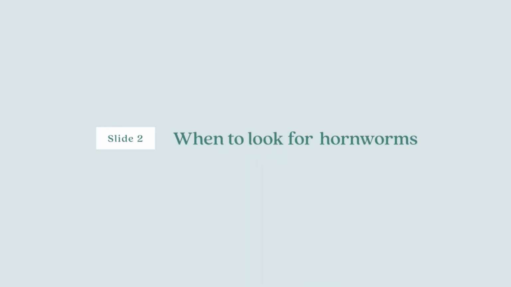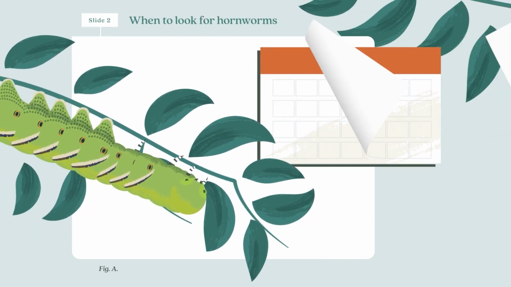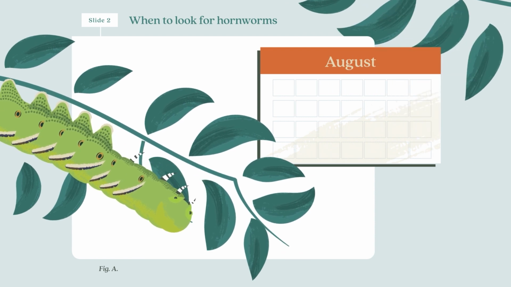When to look for hornworms. This impressive creature emerges at dusk in the late spring and summer months to feed on your plants.